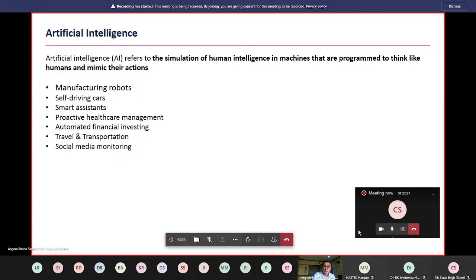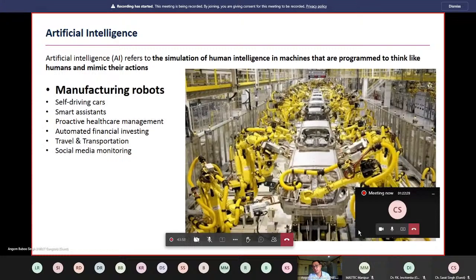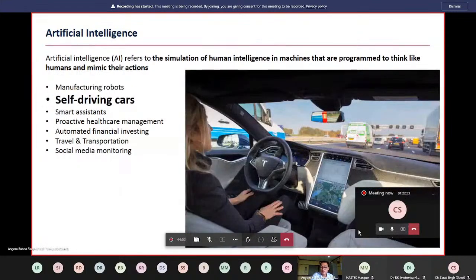To sum up, they are used in manufacturing, and they are used in self-driving cars. So AI knows when to put the brake, when to accelerate, whether the traffic is congested, when to slow down and all. So this is what humans used to do while driving. Now automated, autopilot driving cars are mimicking us and doing the same thing.